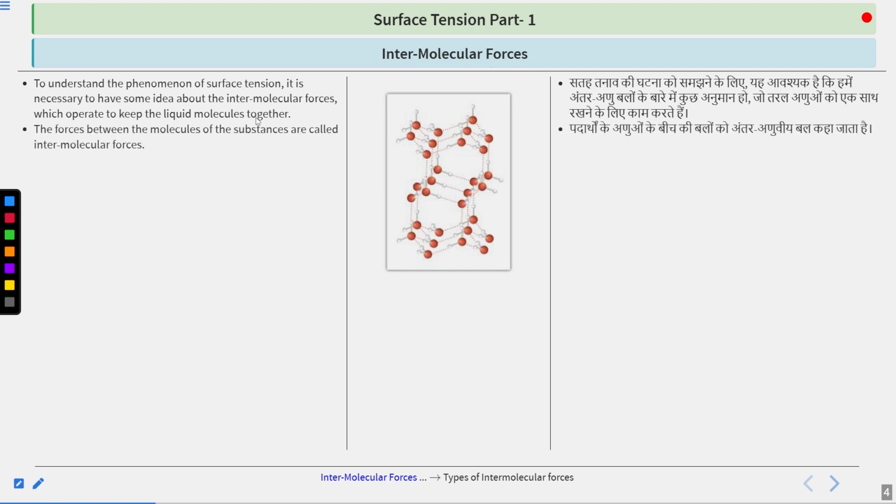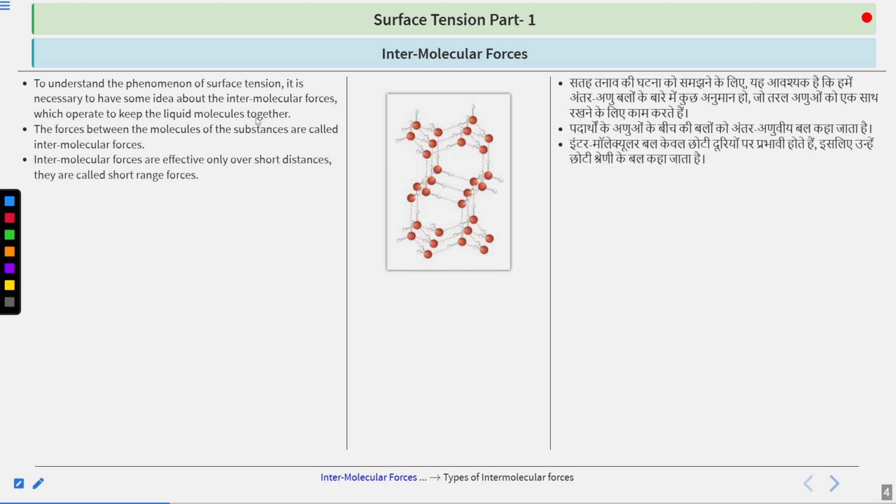The forces between the molecules of substances are called the intermolecular forces. Intermolecular forces are effective only over short distances, so these are also known as short range forces. Moreover, these forces do not obey the inverse square law. So now there are several things that we are required to understand. First, what are the intermolecular forces?